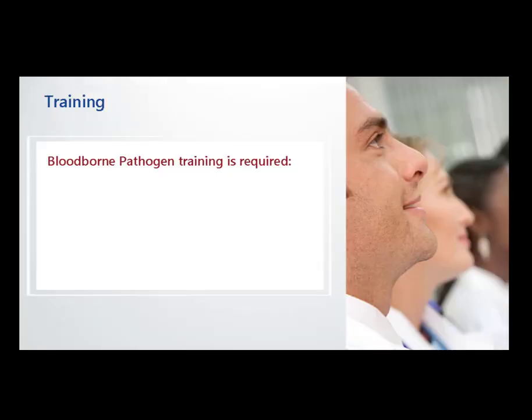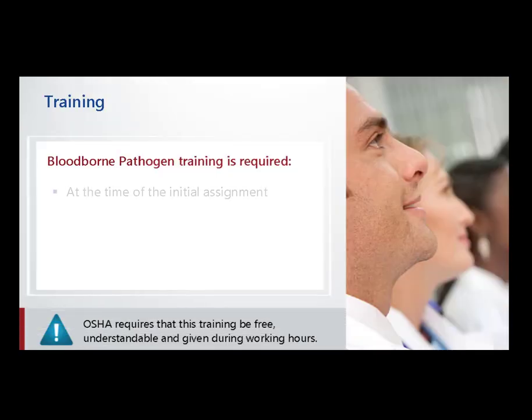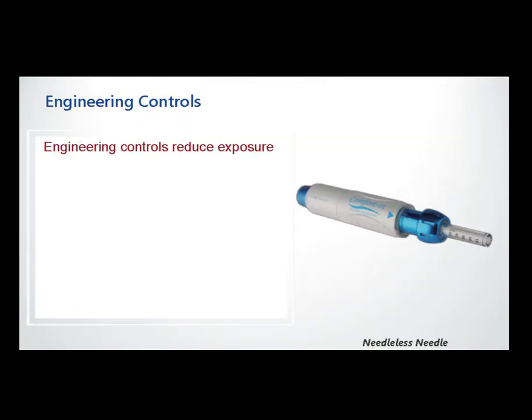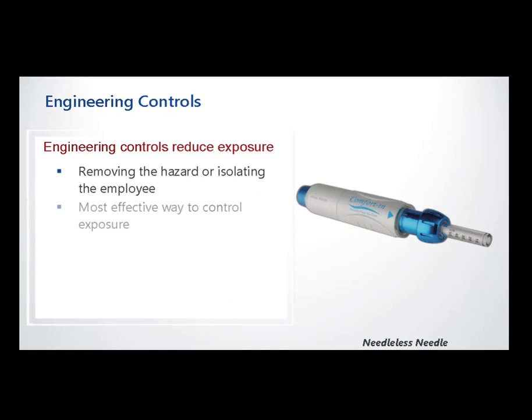Bloodborne pathogen training is required at the following times: at the time of the initial assignment to a job with possible exposure to bloodborne pathogens, annually, and when existing tasks are modified or new tasks are required that affect your occupational exposure. Engineering controls reduce exposure by removing the hazard or isolating the employee from the hazard. This is the most effective way to control exposure to bloodborne pathogens. Examples of engineering controls include medical safety devices with engineered sharps injury prevention features and sharps disposal containers.